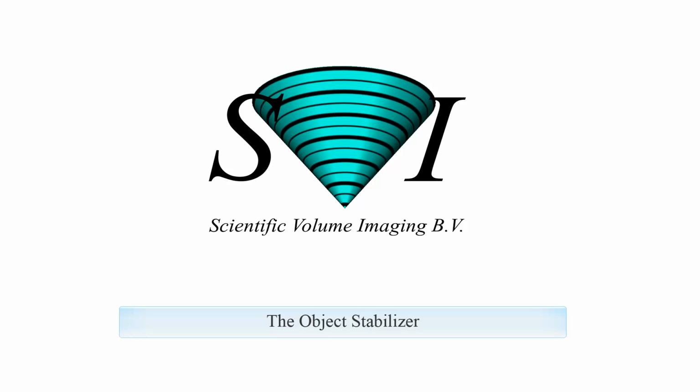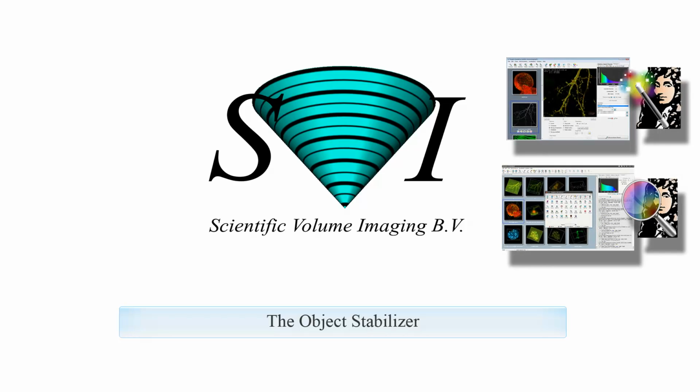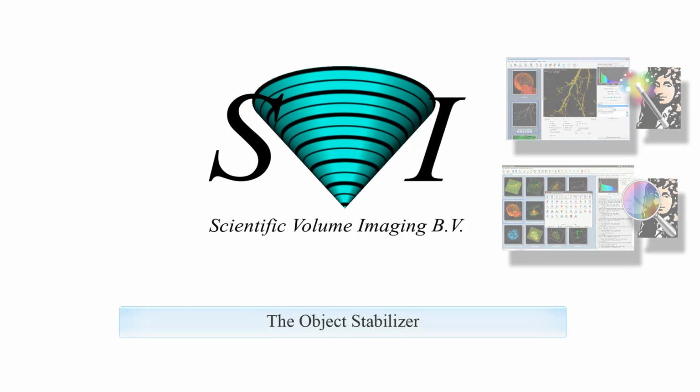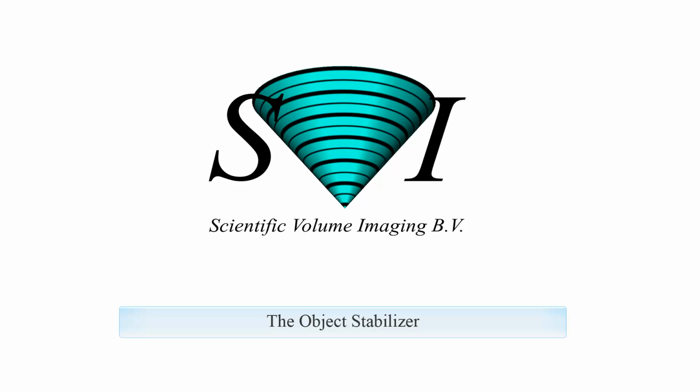Welcome to this tutorial on the Object Stabilizer in Huygens. This tool is available for Huygens Essential and Professional. The Huygens Object Stabilizer measures and corrects for cell motion, thermal drift, shaking, and other types of movement.